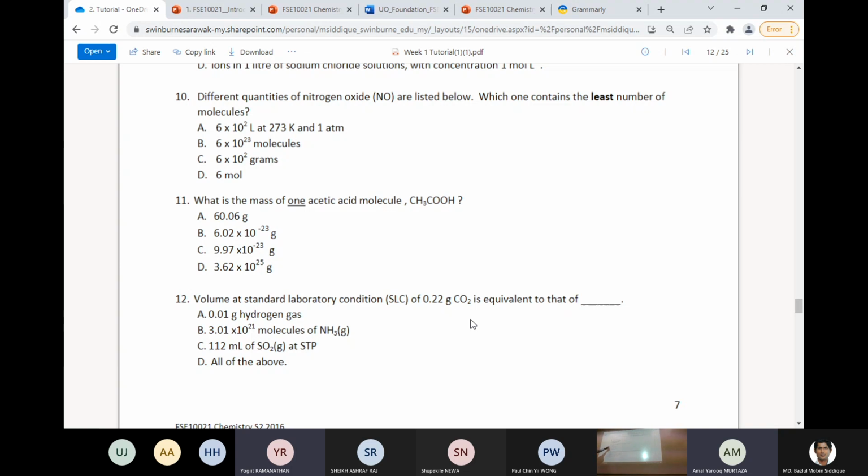Number 11 says, what is the mass of one acetic acid molecule? Just now I was talking in the beginning about sodium chloride, one molecule of sodium chloride, how much is that? The same way we'll go. 1 mole of acetic acid will have Avogadro's number of molecules, right? 1 mole.